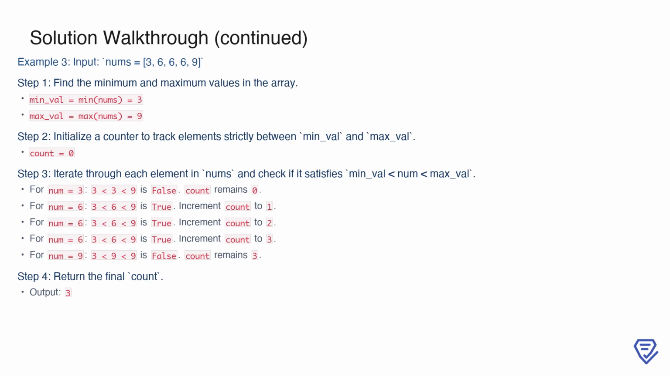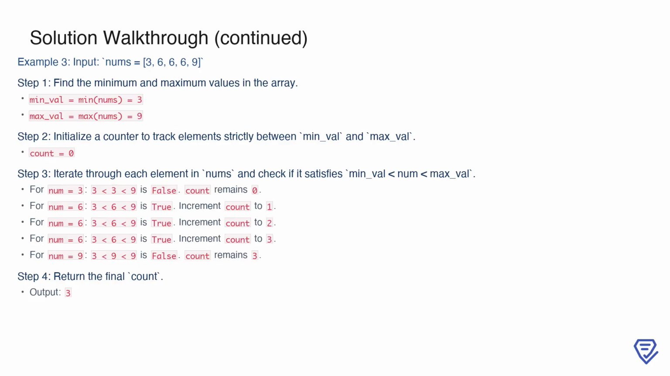With this range established, we initialize the counter at 0 to track numbers that fall strictly between 3 and 9. As we iterate through the array, we evaluate each element against the condition min_val < number < max_val. For the first element, 3, the condition is false because it is equal to the minimum value, so the counter remains 0. For the next element, 6, the condition is true, so we increment the counter to 1.